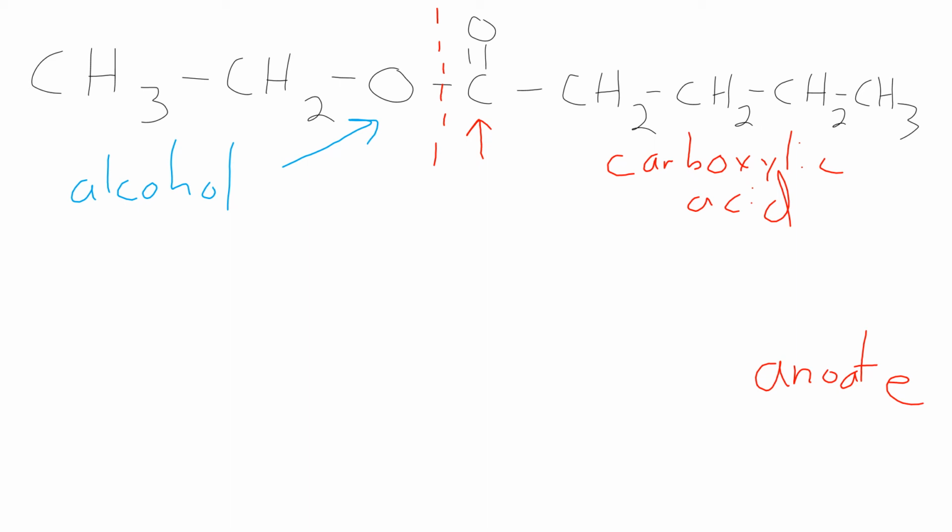So the carboxylic acid side gets named as part of the root. So that's what goes with the noate. So now you're counting how many carbons on this carboxylic acid side. 1, 2, 3, 4, 5. 5, the prefix for 5 is pent.